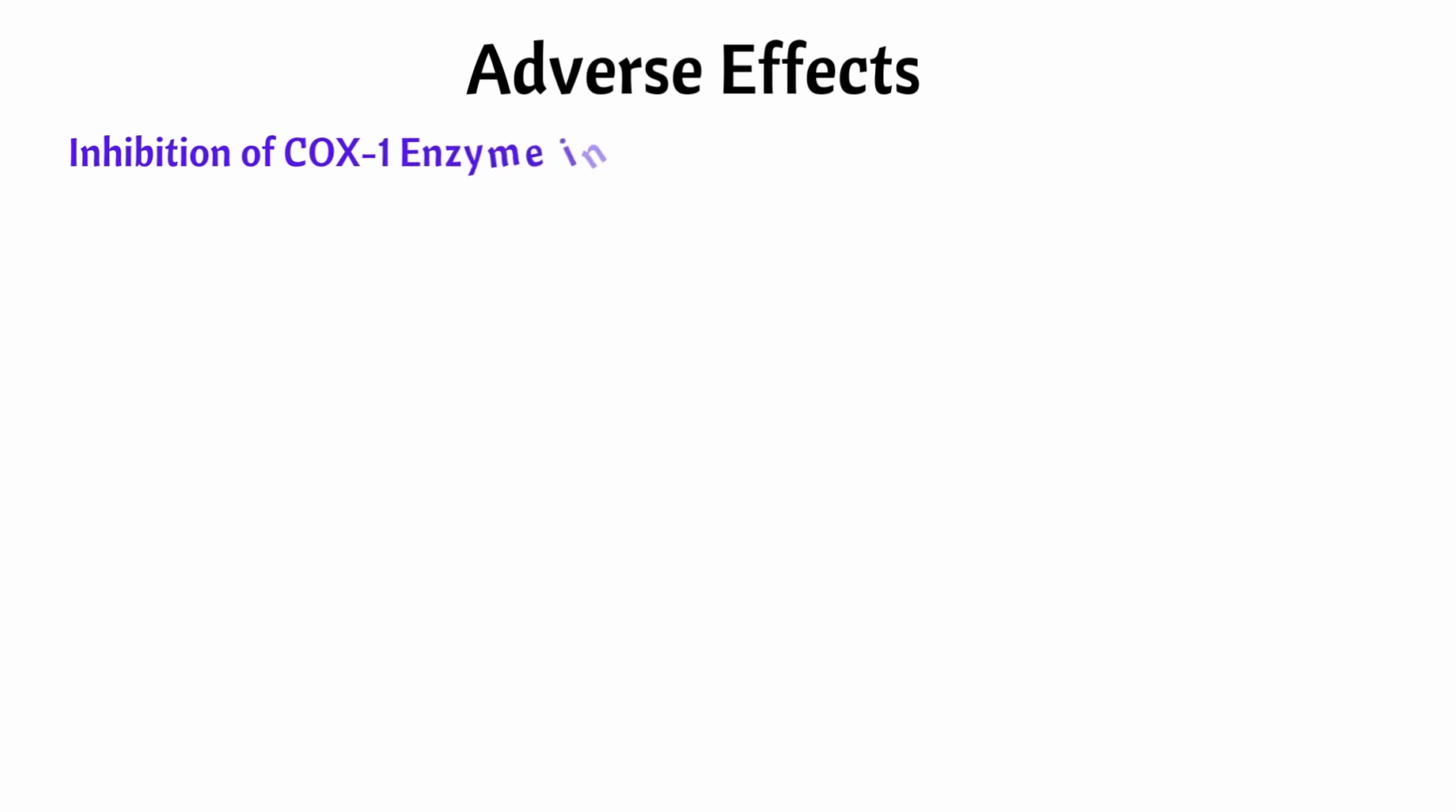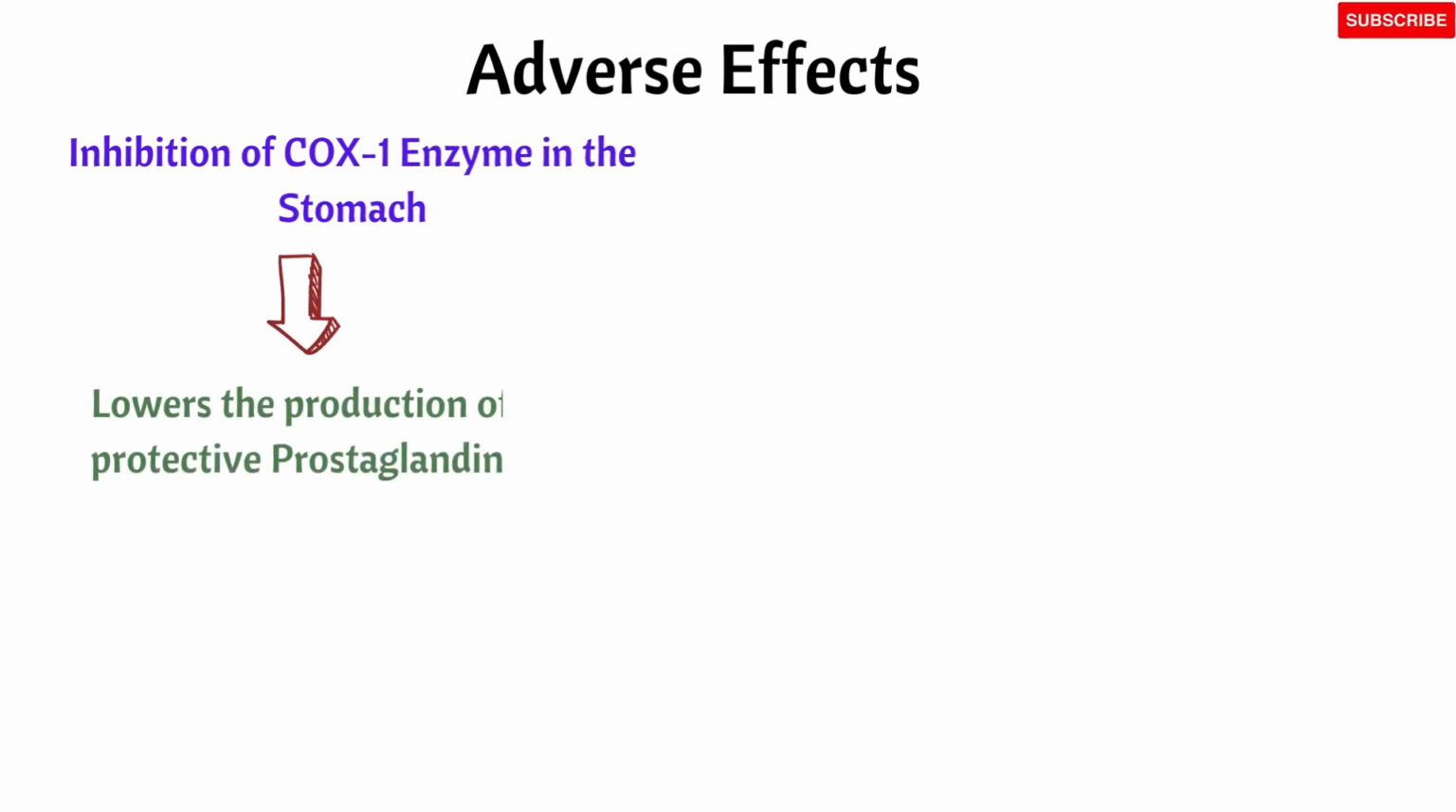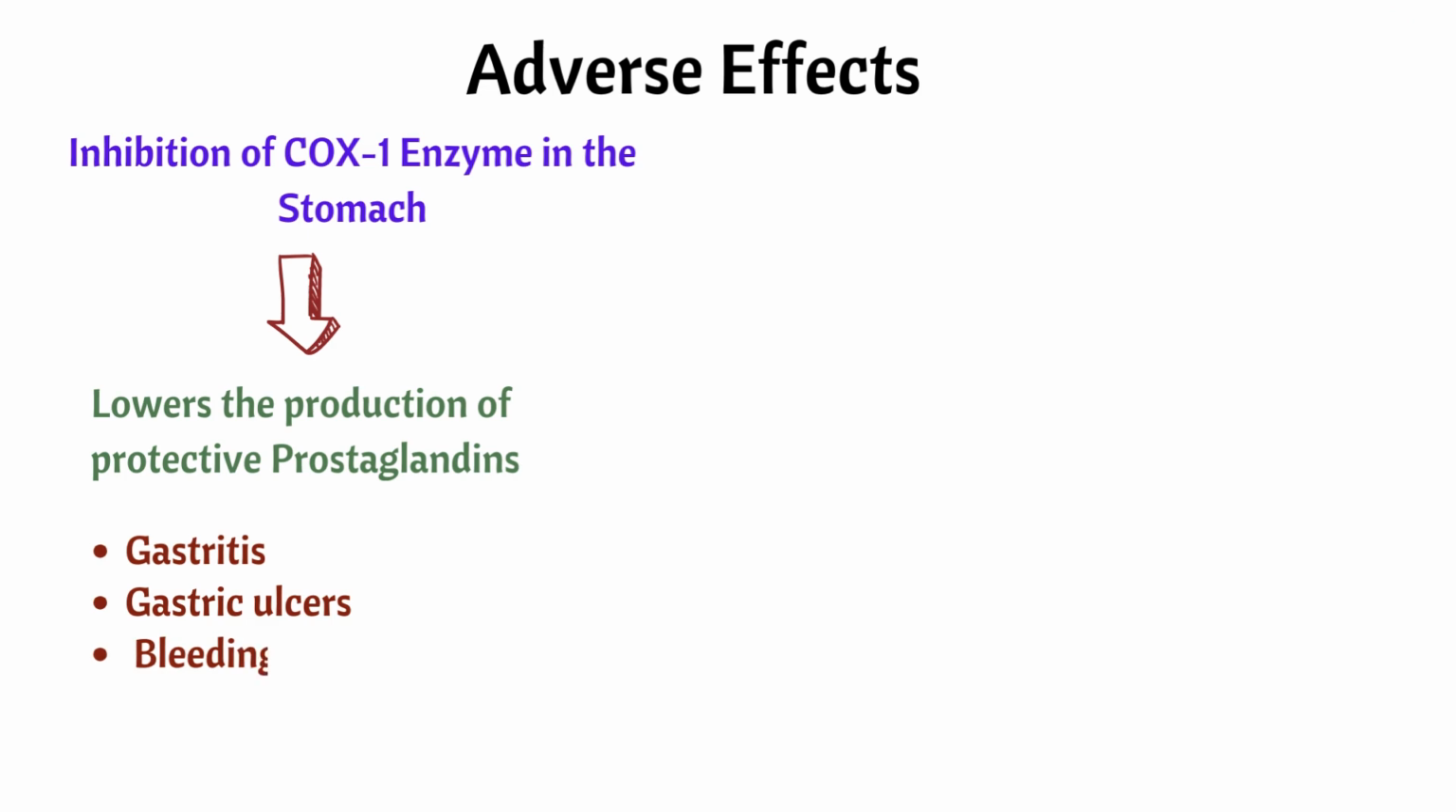Now let's see some common adverse effects. Taking aspirin can have some adverse effects. When it inhibits the COX-1 enzyme in the stomach, it lowers the production of protective prostaglandins. This reduction can lead to issues like gastritis, gastric ulcers, and bleeding.